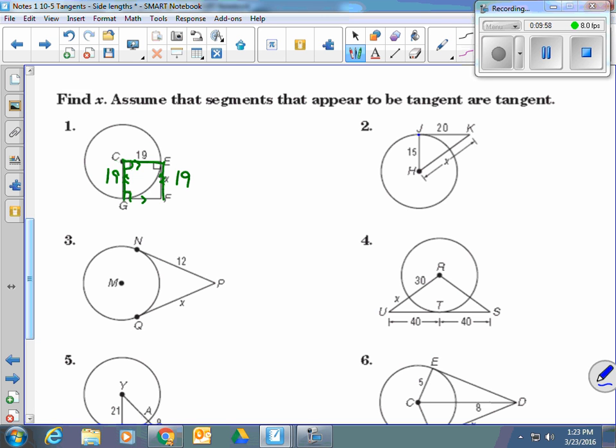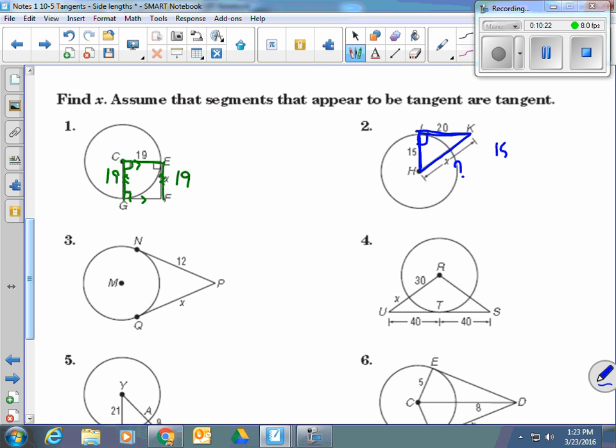Okay, what's this piece right here called? Radius. A radius. What's this line right here called? Most likely a long tangent. A tangent. What do you know when a radius and a tangent hit? 90. 90 degrees. Great. Look what shape it makes. Triangle. What kind of triangle? Right triangle.